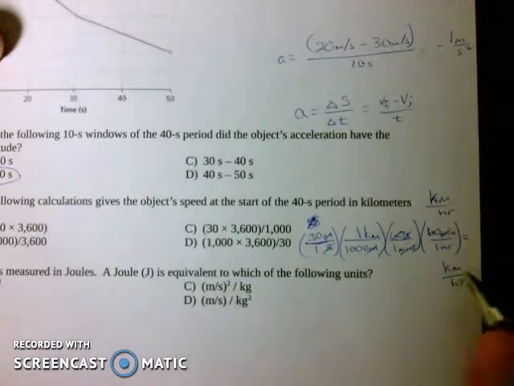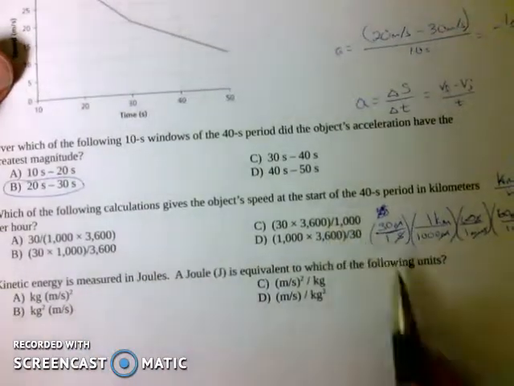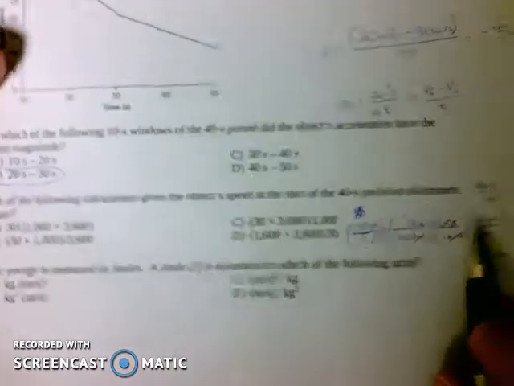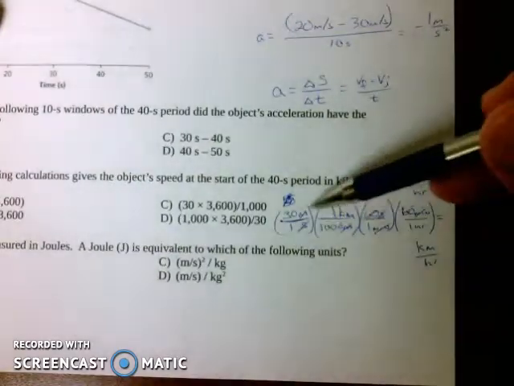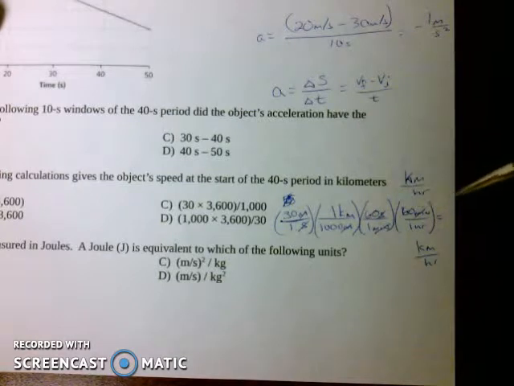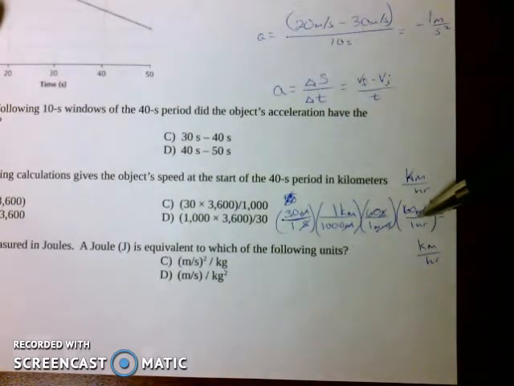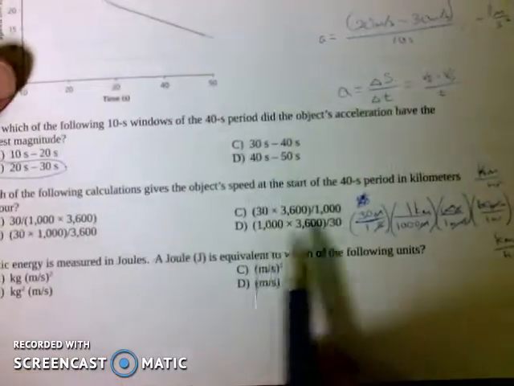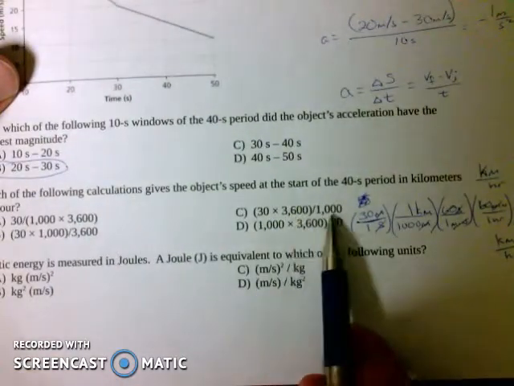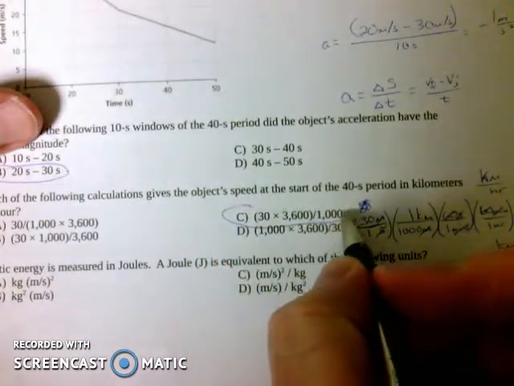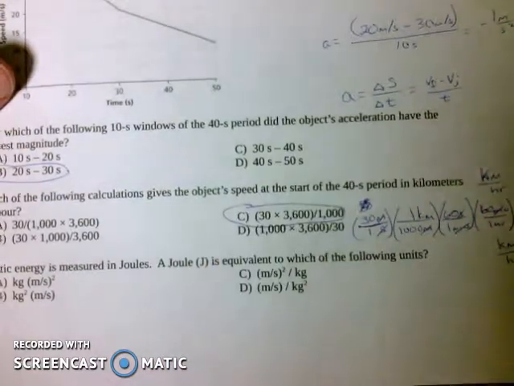So if I want to know which of these calculations gives me the speed, I have 30 divided by 1,000 times 60 times 60. 60 times 60 will be 3,600. So we get 30 times 3,600 divided by 1,000. So C right here is perfect. That's our answer.